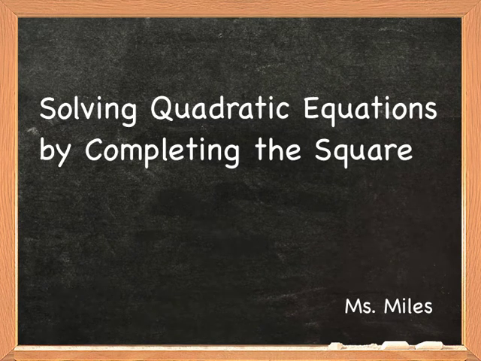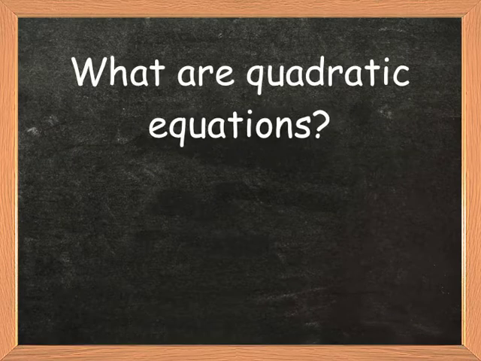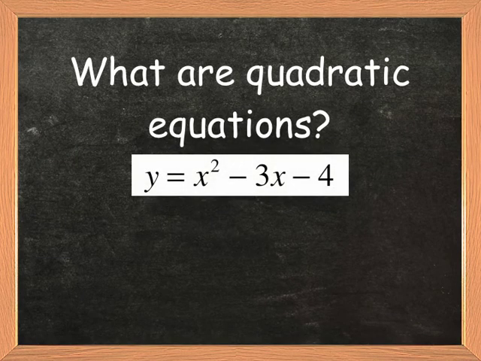Solving quadratic equations by completing the square. Quadratic equations are in the form y equals x squared. There will always be an x squared term. There may or may not be an x and a constant term. Quadratic equations, when graphed, look like parabolas.